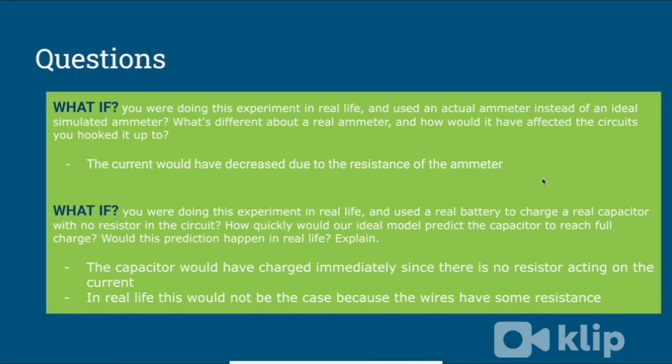For the first question, if an actual ammeter had been used, it would have had some resistance instead of zero resistance, such as in our ideal circuit model. Overall, the current would have decreased due to experiencing the resistance of the ammeter. For the second question, if there was no resistor in the circuit, the circuit model would have reached full charge immediately, since there isn't a resistor to slow down the current. In real life, this prediction would not happen because wires have some resistance. This means that the capacitor will likely be charging at a slow rate.